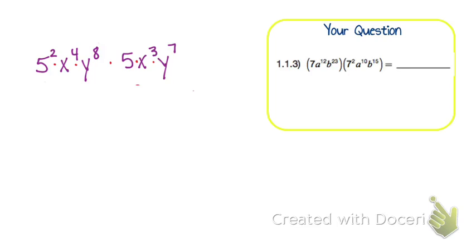Now, if these were all numbers that we knew, then we just multiply them all out. But some of them are unknown numbers, variables. So what I like to do next is to regroup. Let's group the things that are similar together. So this 5 squared and this 5, let's group those together: 5 squared times 5. Now let's do the x's: x to the 4th times x to the 3rd. And then the y's. So we have y to the 8th and y to the 7th. So I'm going to write those down.